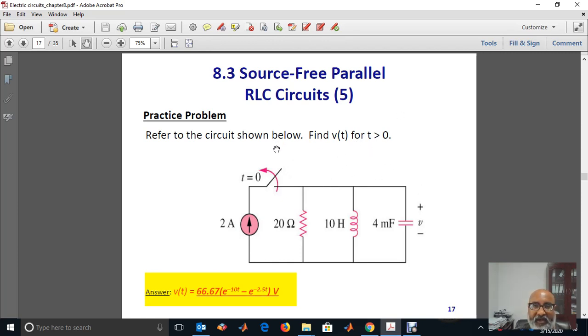I hope you understand source-free series RLC circuits and parallel RLC circuits. And in the next topic, we will discuss the step response of series RLC circuits and parallel RLC circuits. Thank you for listening to this lecture.